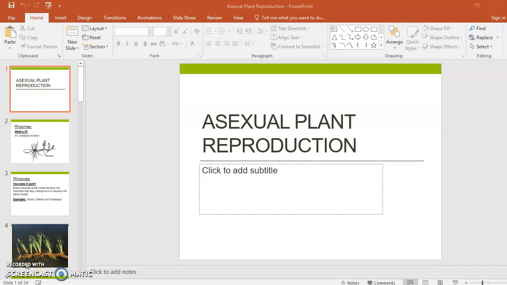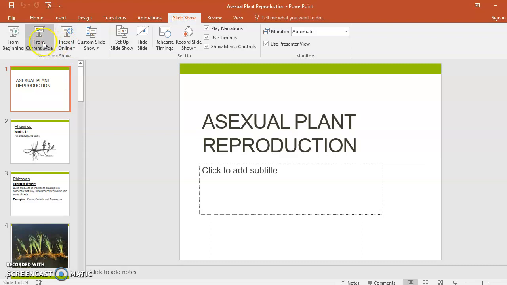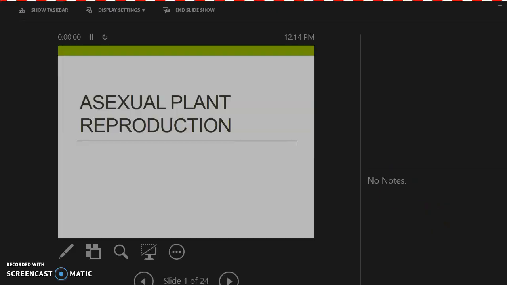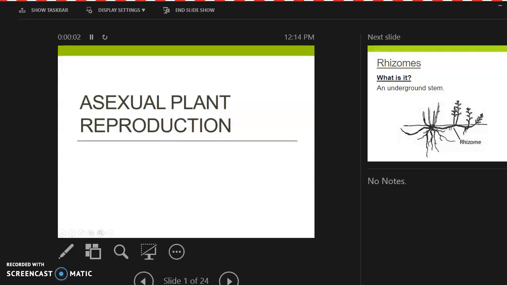Hey guys, so we're studying asexual reproduction in plants this week, or today, more so. So get out your notes and label these asexual reproduction, and I will highlight what you need to know, okay?